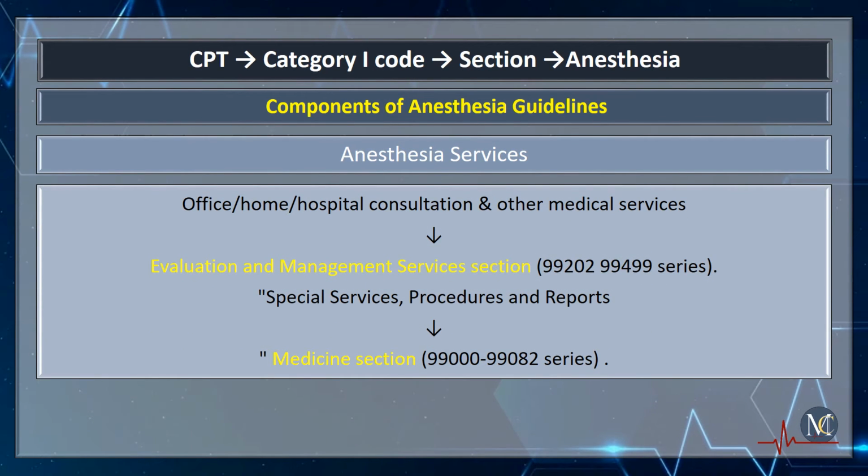Next component of the anesthesia guideline is anesthesia service. Services rendered in office, home, hospital, consultation, and other medical services are listed in the Evaluation and Management Services section. Special services, procedures, and reports are listed in the Medicine section.